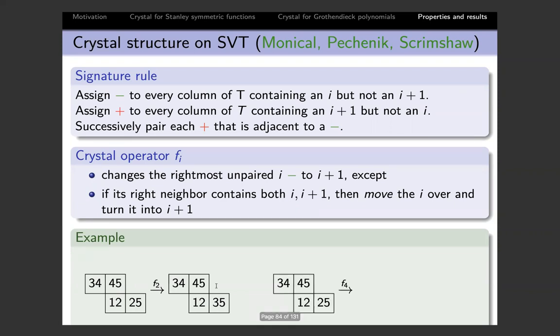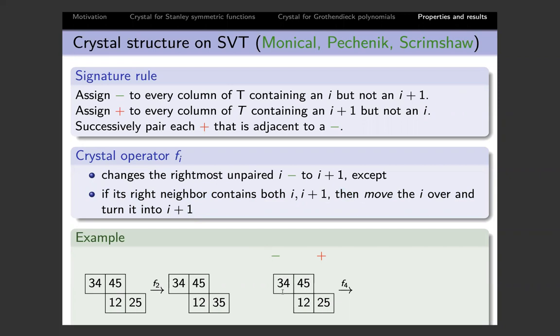There's one particular case which is spelled out in the second case. In some cases, when the right neighbor of the letter that you want to change contains both an i and i plus one, then you have to do something slightly different. This is because you want the answer to still be semi-standard. Here's an example where that happens. In the second example, I want to apply an F4. So I look at all the letters 4 and 5.